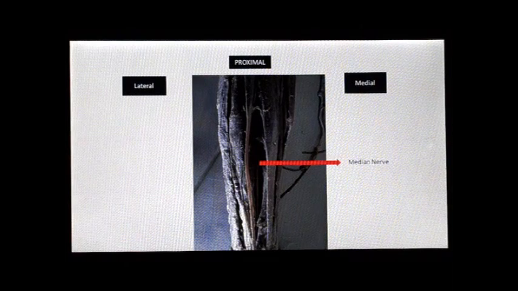Here we can see the median nerve in forearm, which lies deeper to flexor digitorum superficialis, and it lies superficial to flexor digitorum profundus. And median nerve pierces the pronator teres in forearm.